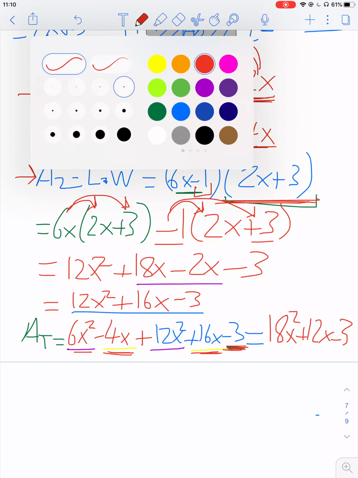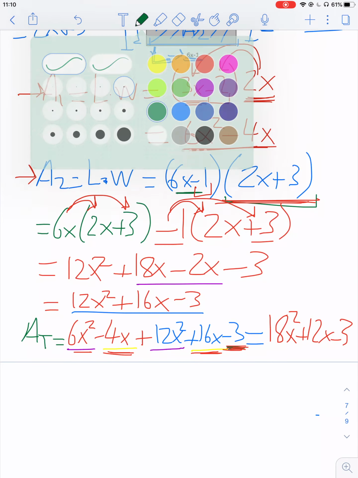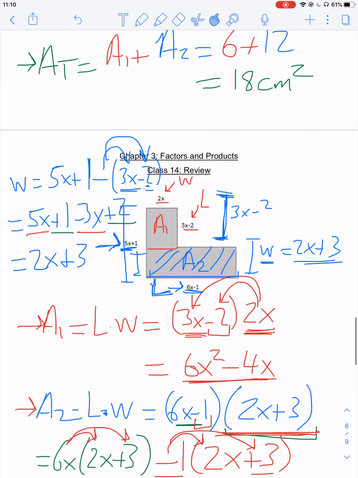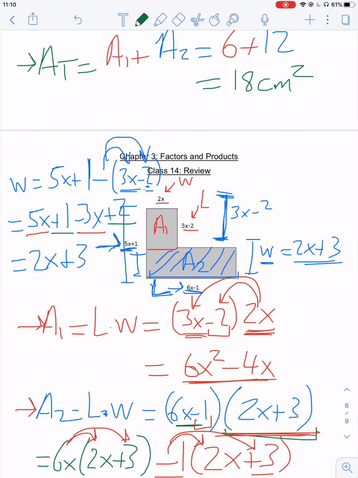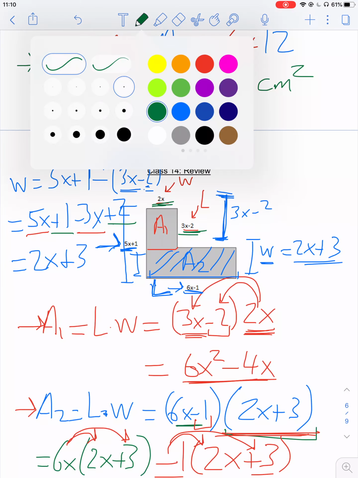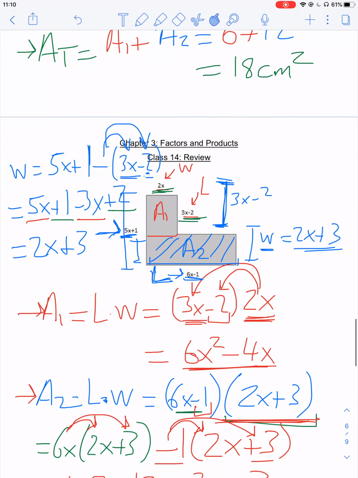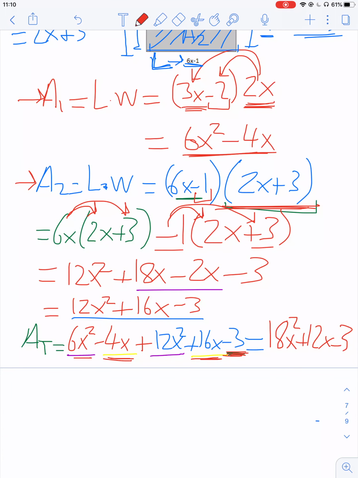Now, don't worry about the units for this question, guys, because the units were not given to you to begin with. So this was just 2x. This was 3x minus 2. I did not give you the units. So if this was 2x centimeters, then your final answer would have been whatever we got. But we could have added centimeters squared at the end, but because I never gave you the units to begin with, don't worry about the units for this question, okay?